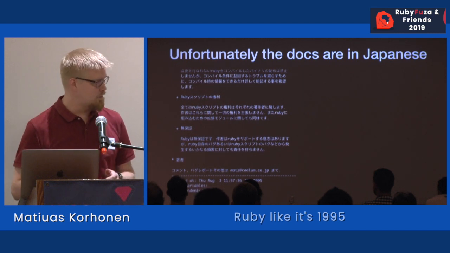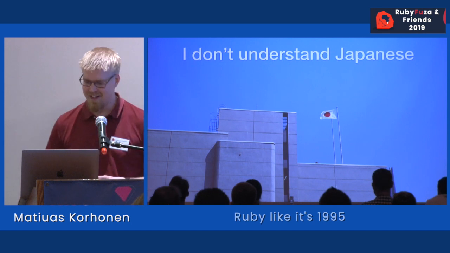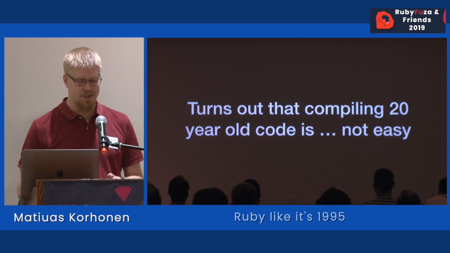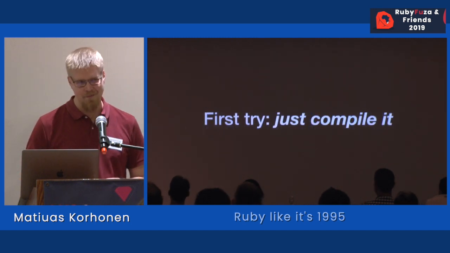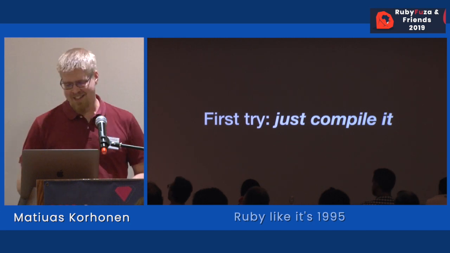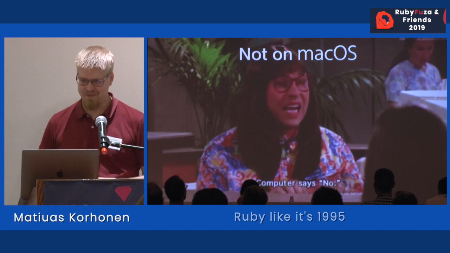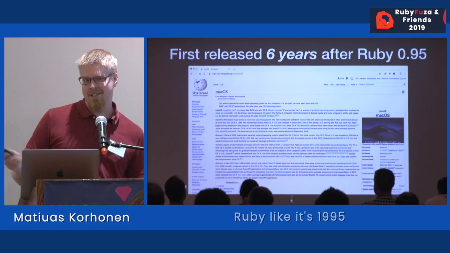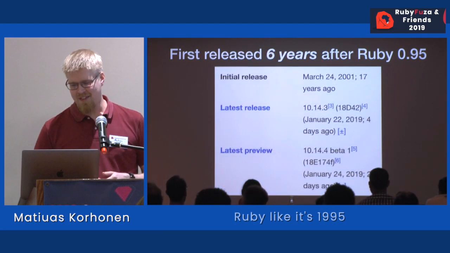Which leads me to problem number 1. I don't understand Japanese. And it also turns out that compiling 20-year-old code is not entirely easy. Well, my first try, I'll just compile it. Let's see what happens. And not on macOS, because macOS was first released 6 years after Ruby 0.95.